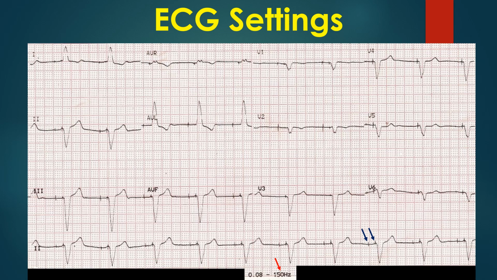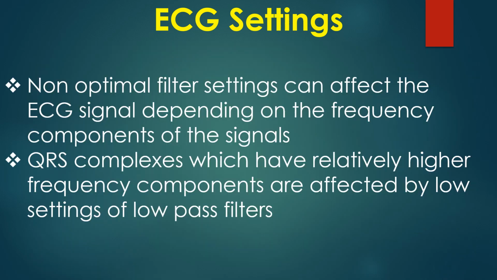This ECG highlights the importance of appropriate ECG filter settings for each case. Non-optimal filter settings can affect the ECG signal depending on the frequency of components. QRS complexes which have relatively higher frequency components are affected by low settings of low pass filters.